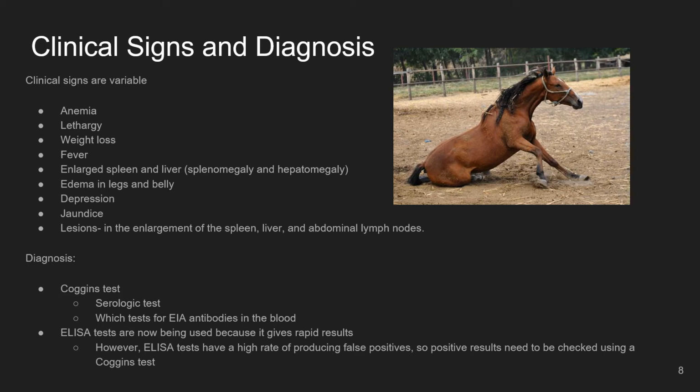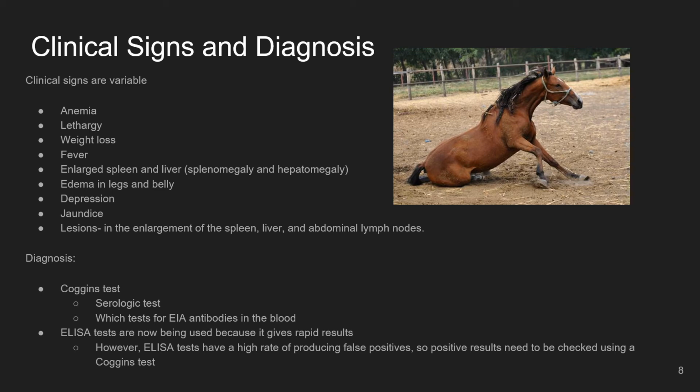A pre-purchase exam is right before somebody is purchasing one of these animals and planning to take them to their facility. They will take one of the Coggins tests and have a veterinarian do it to make sure that they aren't bringing anything into this herd. The Coggins test is a serological test. It tests for the antibodies in the blood of EIA and is a relatively simple test, but it does take some time. It can take anywhere between 24 and 48 hours to get results back.